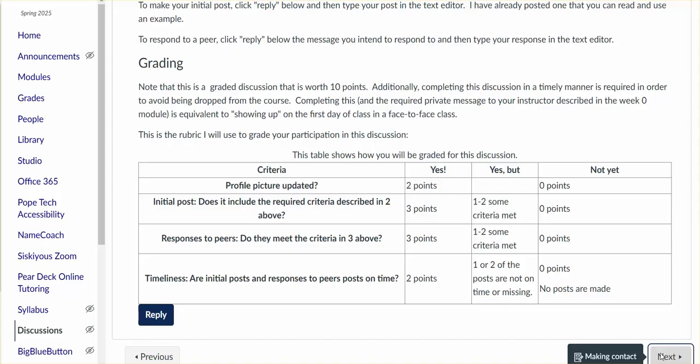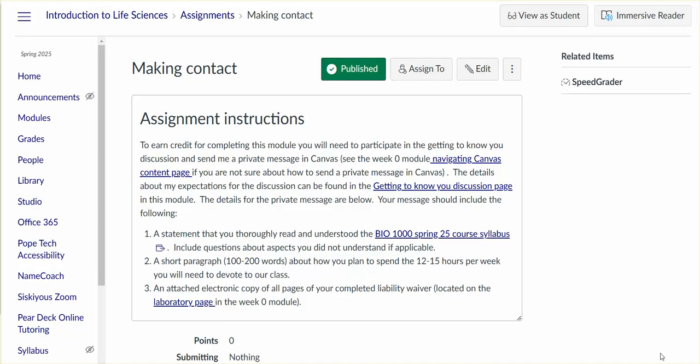The last part of the Week 0 module is this making contact assignment. Basically, I'm asking you to make a statement that you thoroughly read and understood the syllabus. This is an opportunity for you to ask questions if there was anything in there that you didn't understand. I'm also asking you to write a paragraph about how you plan to spend 12 to 15 hours per week working on this class.